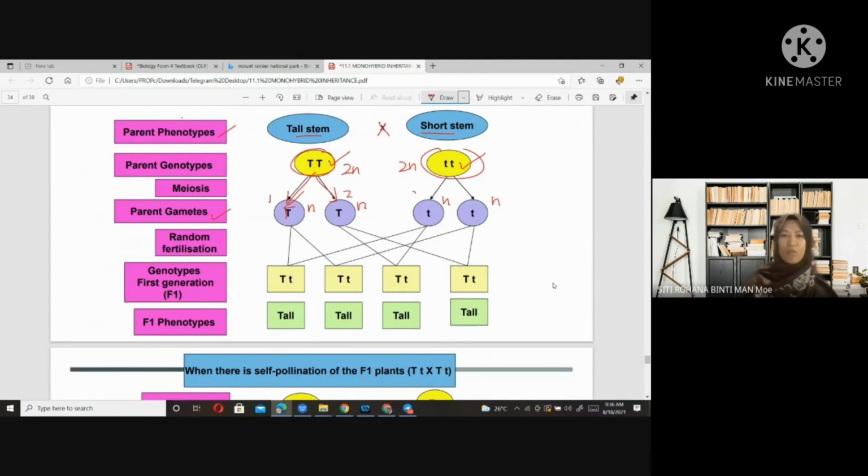1, 2, 3, 4. 1 with 3. 1 with 4. 1, 3, nampak? T besar, T kecil. 1, 4, T besar, T kecil. 2, 3, T besar, T kecil. 2, 4, T besar, T kecil. So phenotype, tall. Nampak? Okay, F1, first filial generation. Okay, generasi anak yang pertama semuanya tinggi.